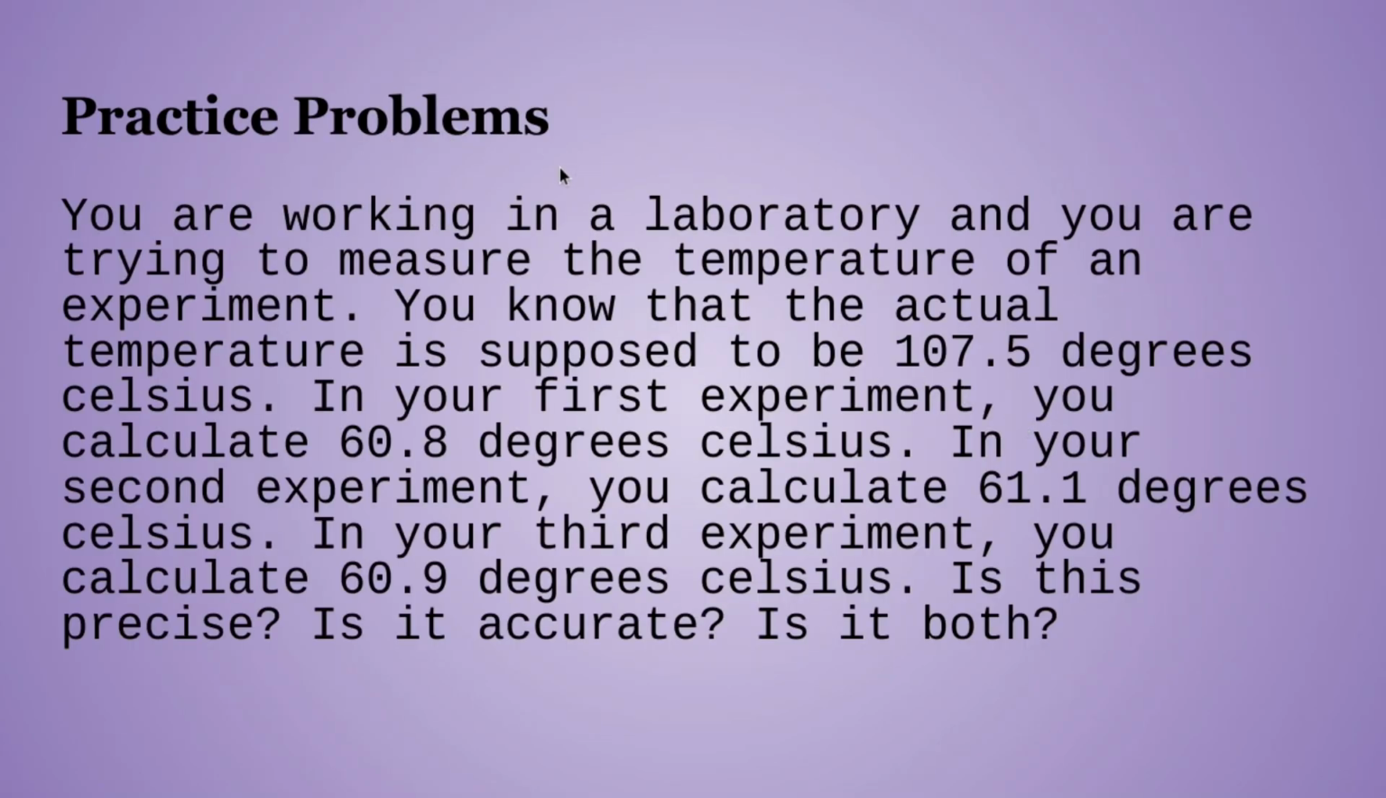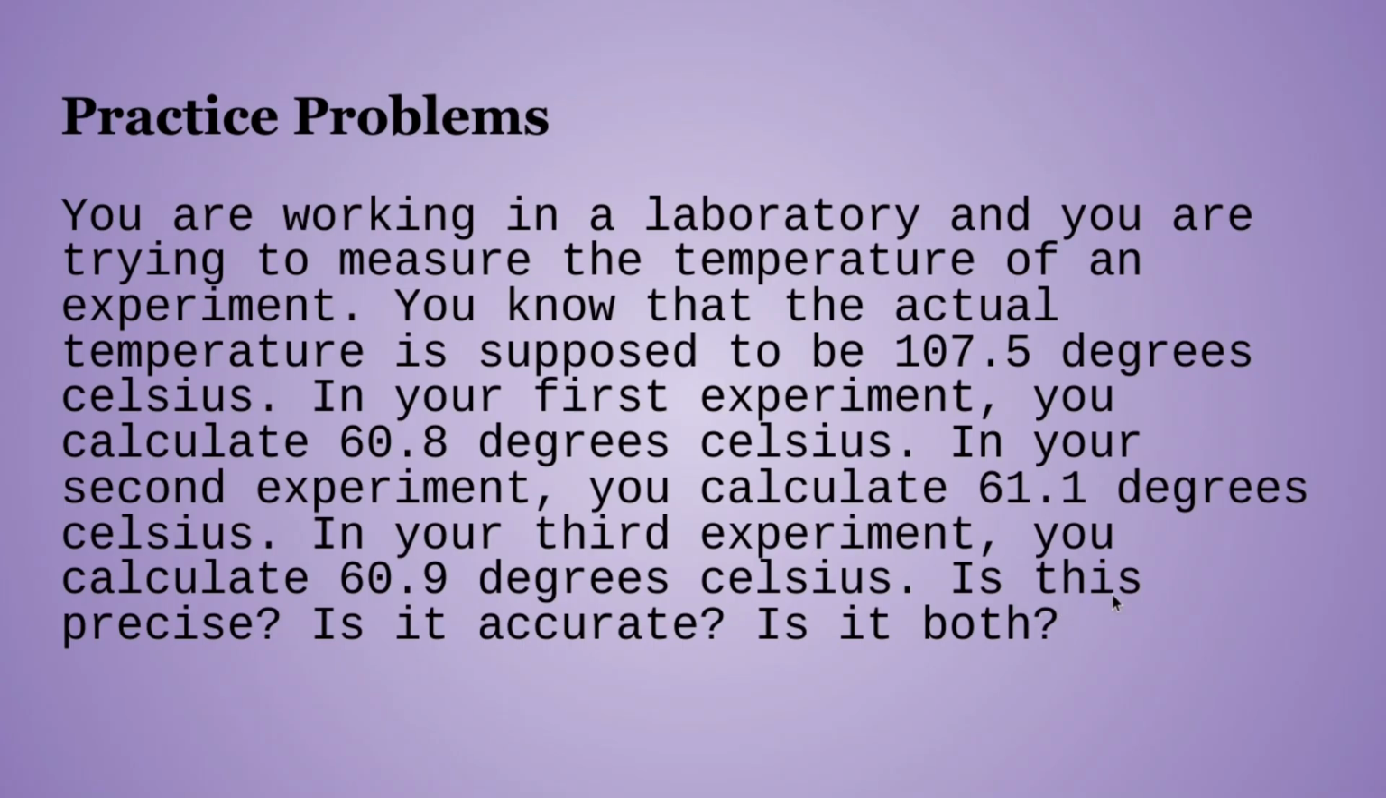Here's a practice problem. You are working in a laboratory and you are trying to measure the temperature of an experiment. You know that the actual temperature is supposed to be 107.5 degrees Celsius. In your first experiment, you calculate 60.8 degrees Celsius. In your second experiment, you calculate 61.1 degrees Celsius. In your third experiment, you calculate 60.9 degrees Celsius. Is this precise? Is it accurate?